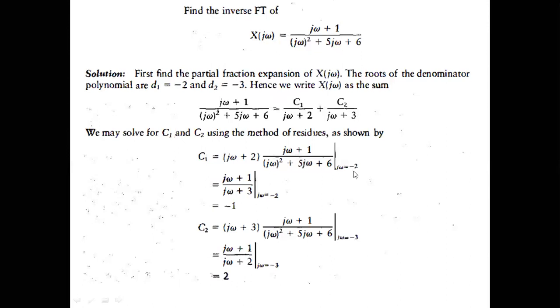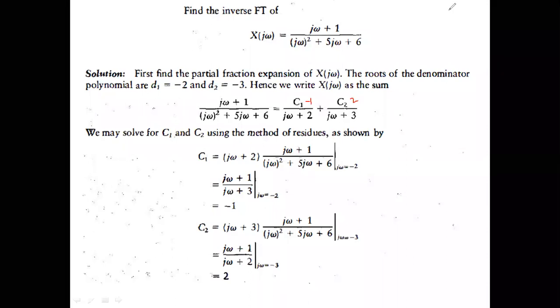By the way, the answer is missing here. I just observed that the particular slide related to the answer itself is missing. So can we work out the answer for this? C1 is minus 1. So this is going to be minus 1 divided by j omega plus 2, and this is 2 divided by j omega plus 3.